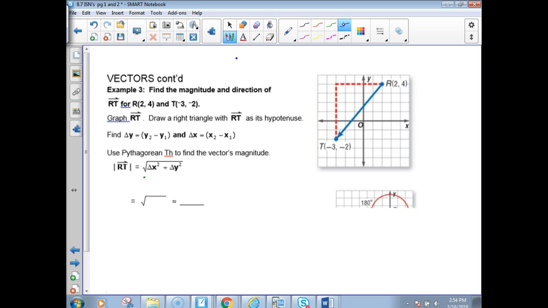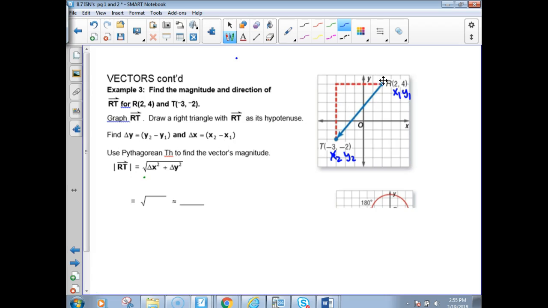At the top it says, vectors continued. Find the magnitude and direction of the vector RT, which has the initial point R. So this is your x1, y1. And T is where it ends or terminates. That's your x2, y2. Draw a right triangle with RT as the hypotenuse. So they drew this out. Find the change in y and the change in x.